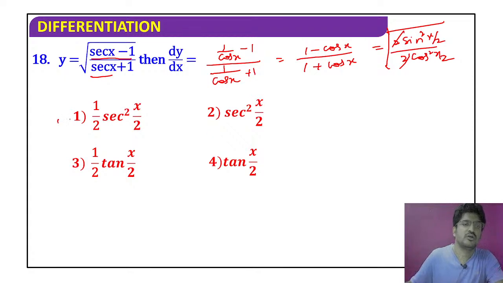See this, 1 by 2 into secant square x by 2. That is, option 1 is going to be the right answer for this particular problem. Okay.